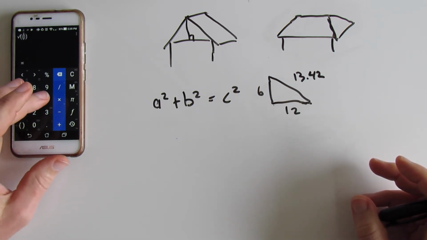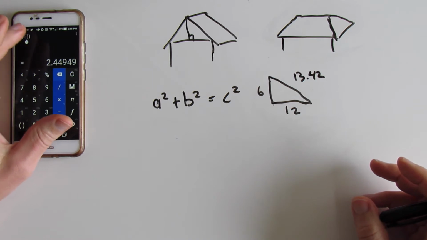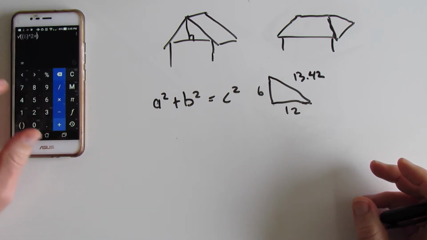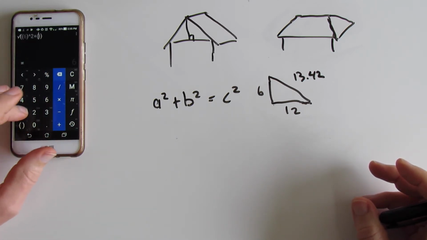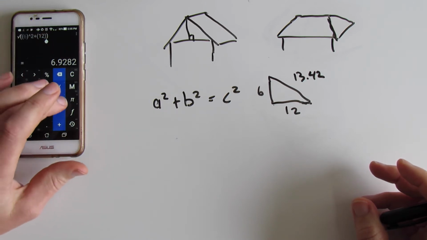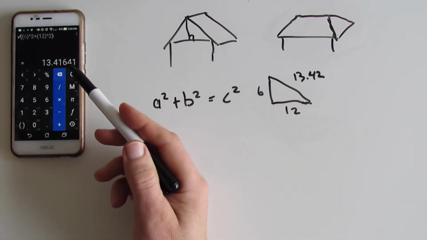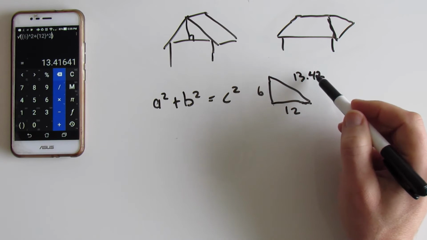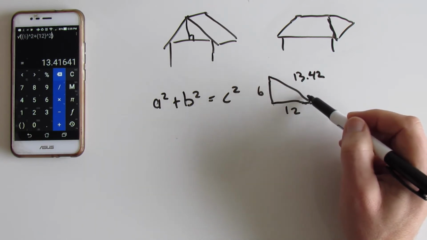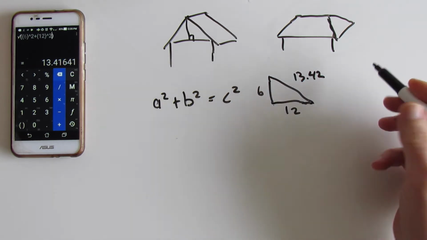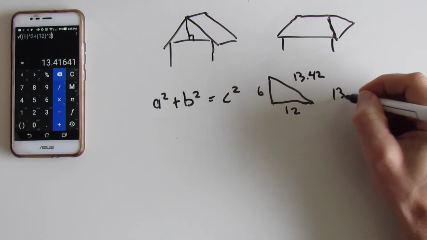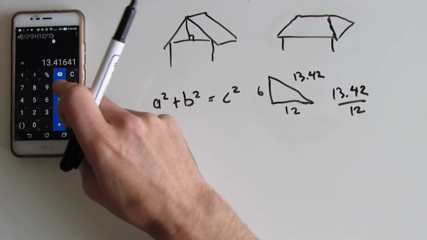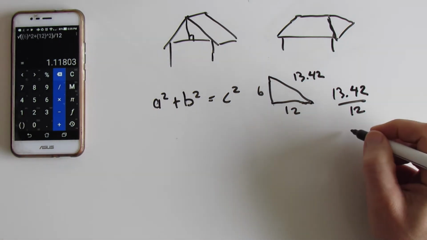Okay, so we'll say 6 squared plus 12 squared. Okay, so that gives us 13.41, which is rounded to 13.42. All right. So when you solve this, you get 13.42 as the completion of your unit triangle. So if you were to divide 13.42 divided by 12, so let's divide it here, you get 1.12.